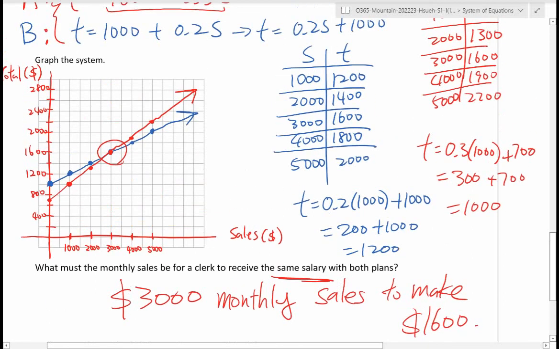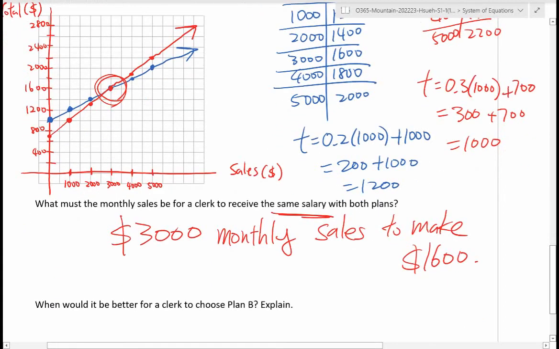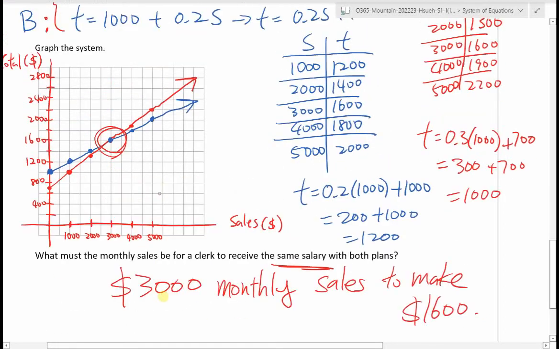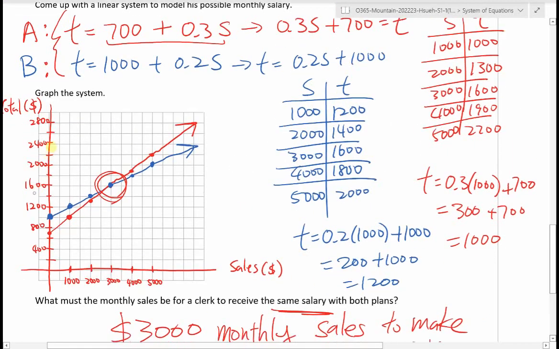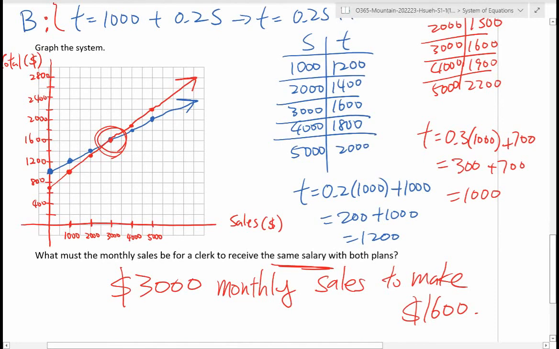The next question says, when would it be better for a clerk to choose plan B? Well, you can see that we have two graphs. Now, the red graph is actually lower than the blue graph at first. But after this point, the red graph actually exceeds or goes on top of the blue graph. So when is it better to choose plan B? Well, plan B is the blue graph. And the blue graph is better if we sell less than $3,000 because the graph is actually higher than the red.